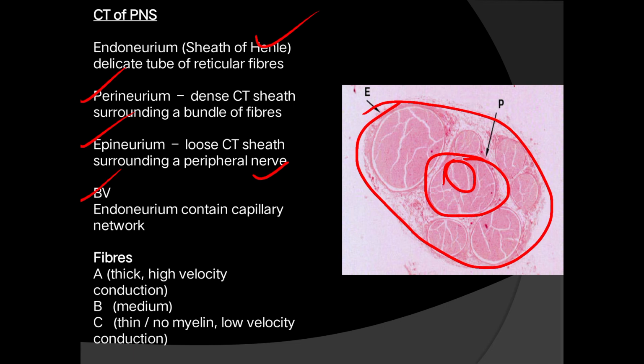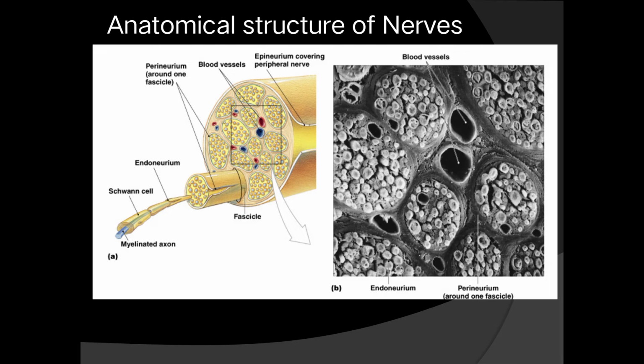Then blood vessels. Endoneurium contains a capillary network. As we can see, the A, B and C fibers: A is thick, high velocity conduction fiber, B is medium, and C is thin with no myelin, low velocity conduction fibers. Now, anatomical structure of the neuron. So these are the blood vessels we can see in the nerve. These are the fascicles. These are the endoneurium.